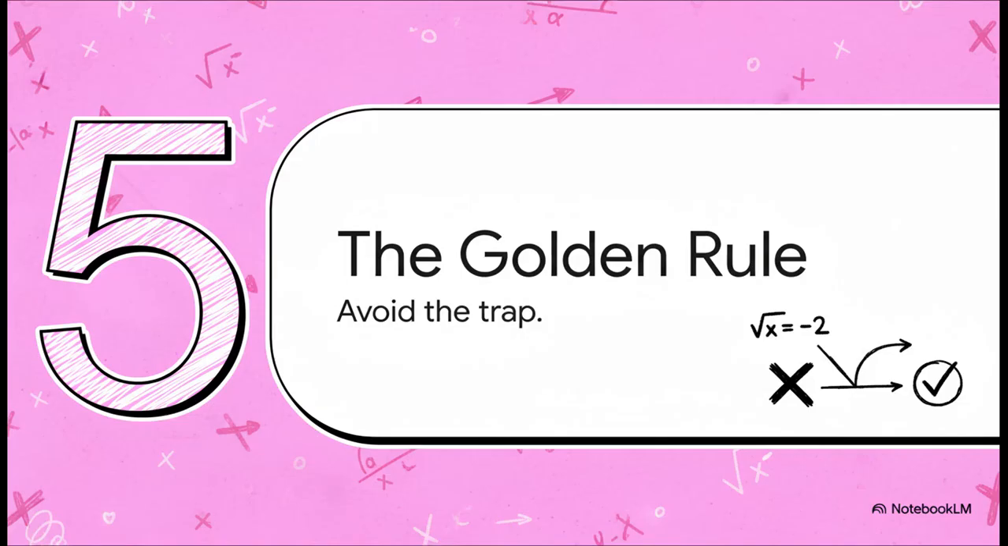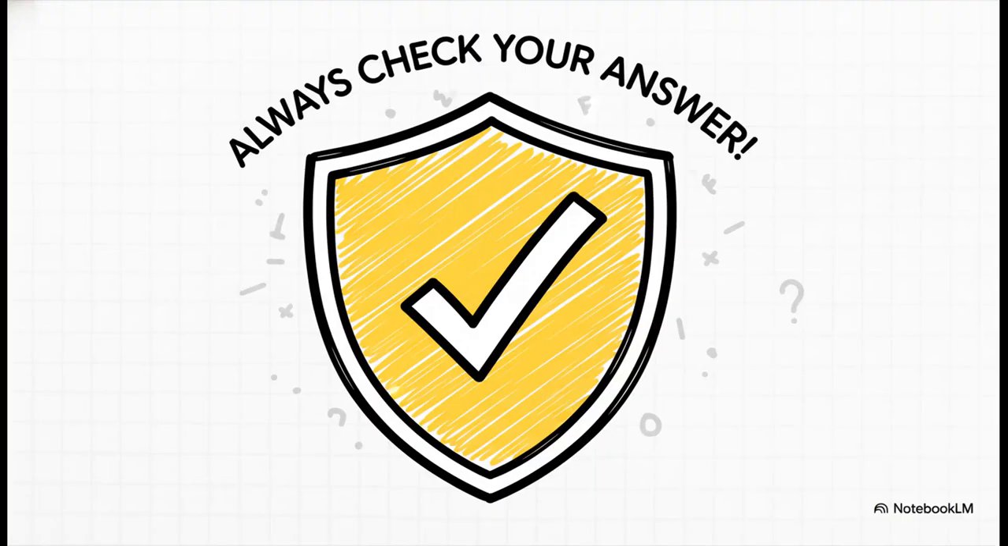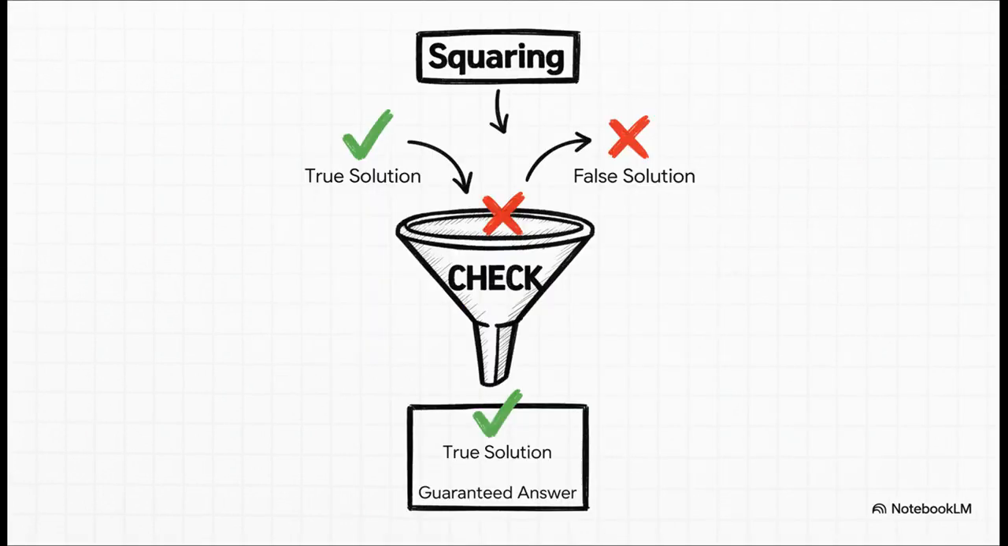And all of this brings us to the most important part of this whole explainer. It's the simple, powerful golden rule that lets you sidestep this trap every single time. This is it. That's the golden rule, the entire secret to mastering these equations. Checking your answer isn't just a good idea or something you do if you have extra time. It's mandatory. It is the only way to know for sure if you found a real solution or one of those fake phantom ones.